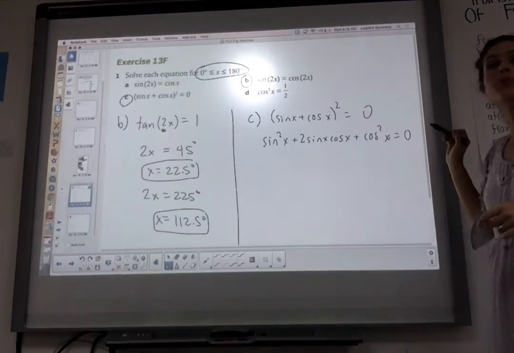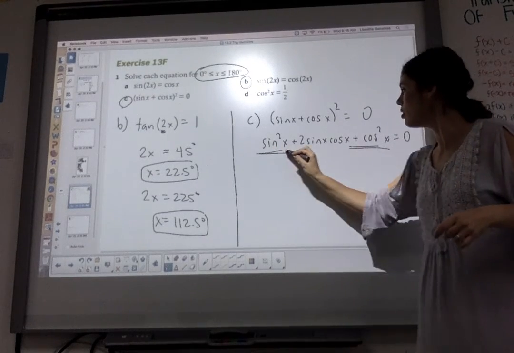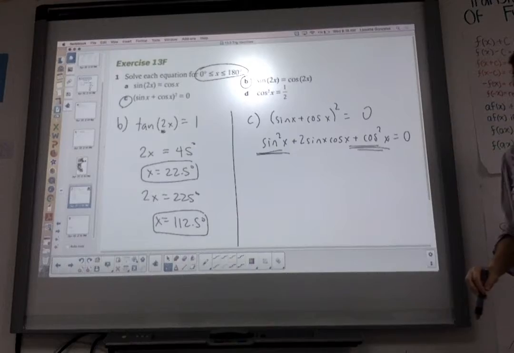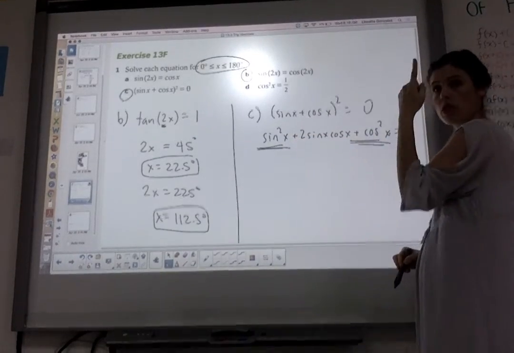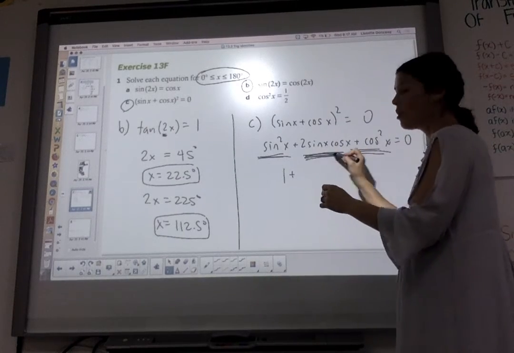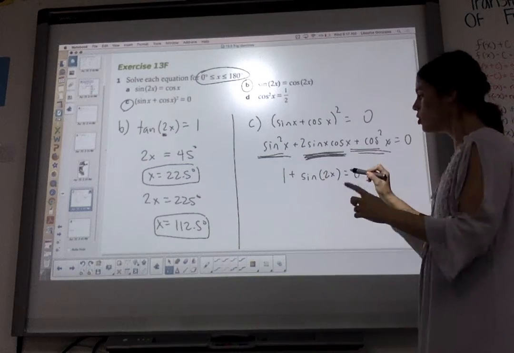Good. Square this. Remember the middle child. A squared plus 2ab plus b squared, right? Who do you see? Look. It's the identity, this plus this. It's one, because it's tan. So that's really 1 plus... and who do you see here? Sine of 2x. So keep going.